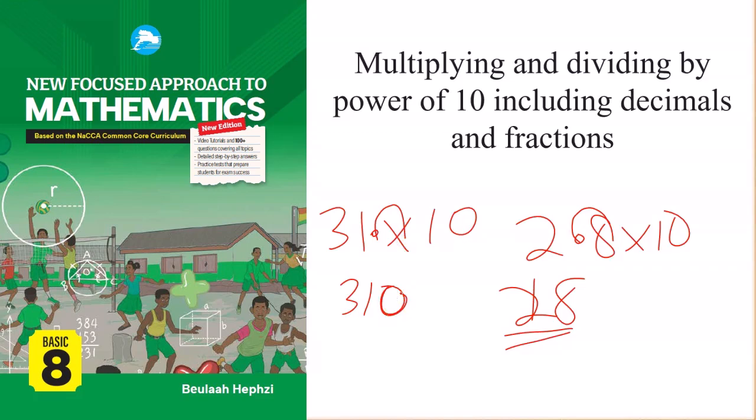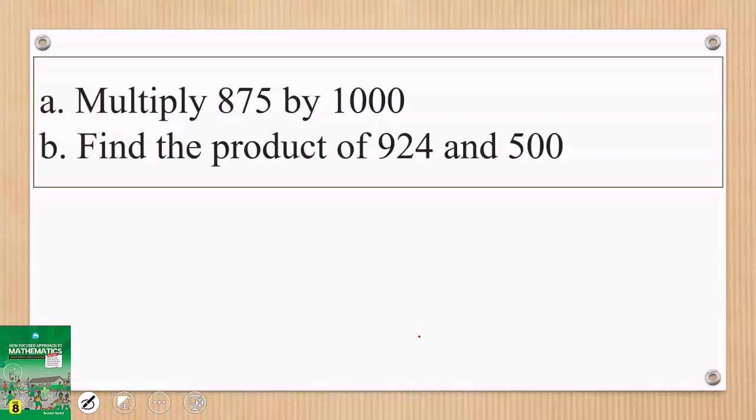So to multiply by 10 is very easy, and to divide by 10 also is very easy. But what we are going to do is to look at multiples of 10, or let's say powers of 10. Now let's take an example and see how this works. Let's say you are asked to multiply 875 by 1000. And 1000 simply means 10 to the power 3. So we are looking at the powers of 10.